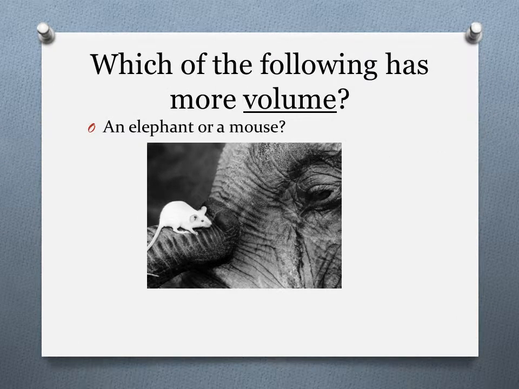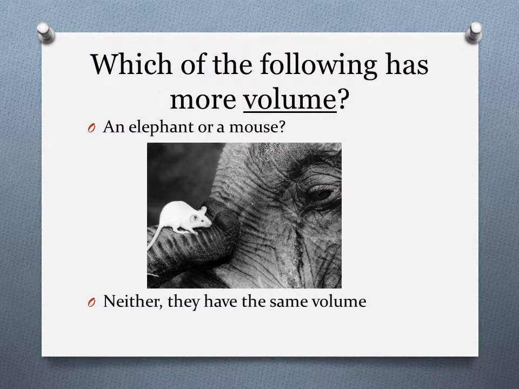Which of the following has more volume, an elephant or a mouse? Remember, volume is the amount of space an object takes up. Neither. They have the same volume. They both fill up the same space. The mouse is not as massive, but it still takes up its whole space. The elephant is a more massive object, but it still takes up the same volume. They're not different volumes.